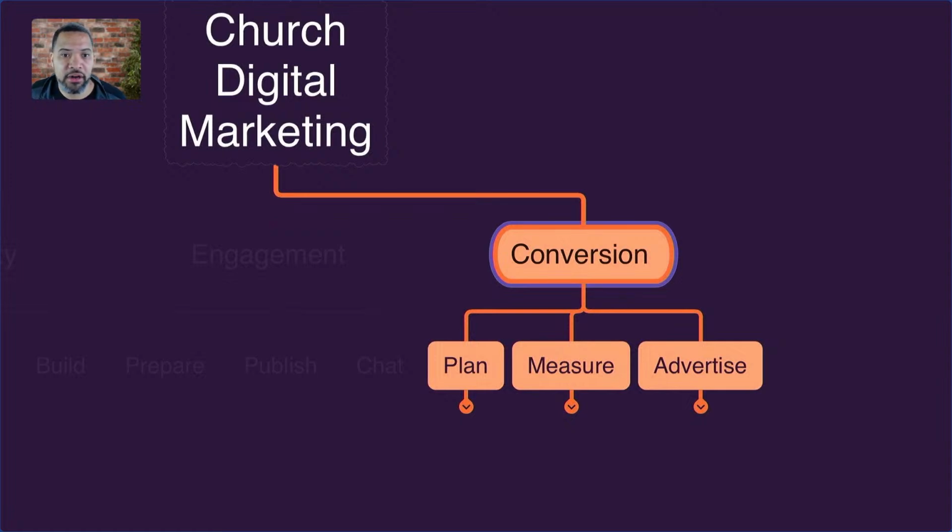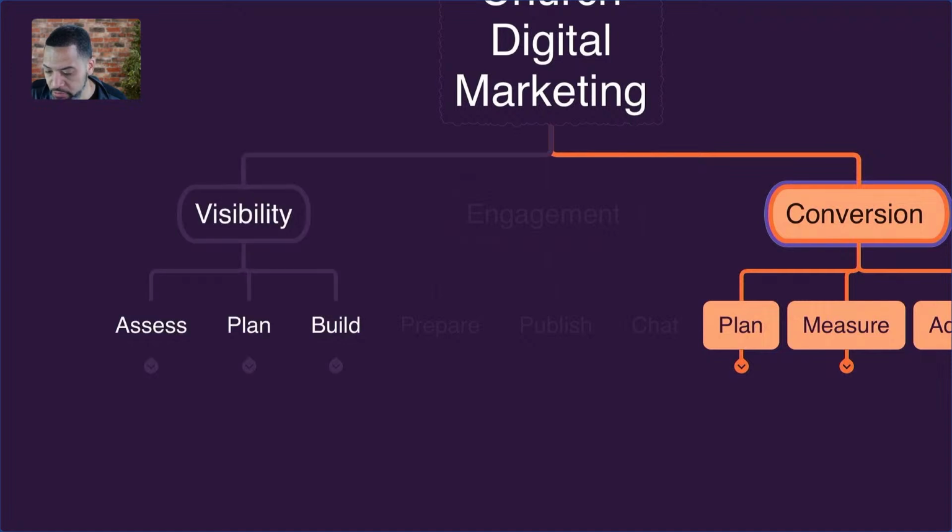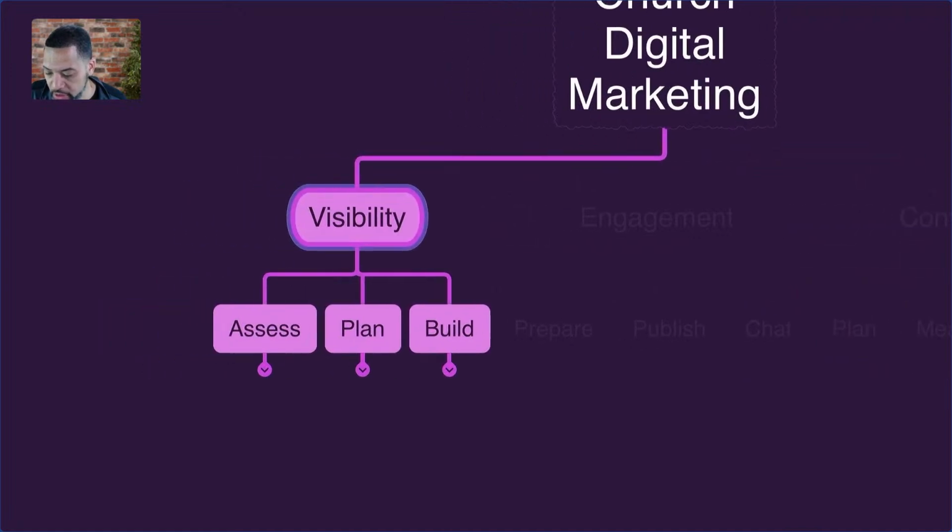I want to take a pause here to see if we have any questions so far. If not, I want to walk you through. I'm going to go back to our visibility, and I want to focus on assess. How do we assess where we are online physically? We're going to jump into that really quick.